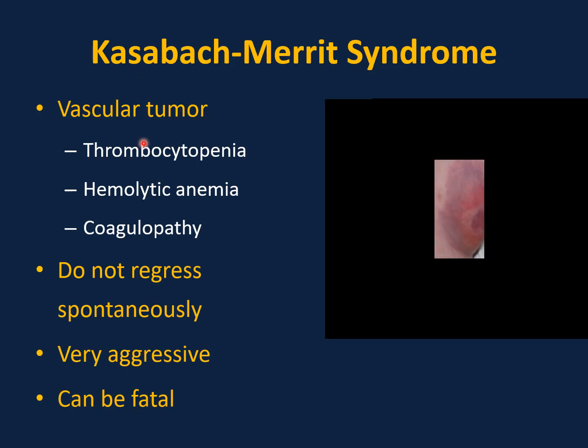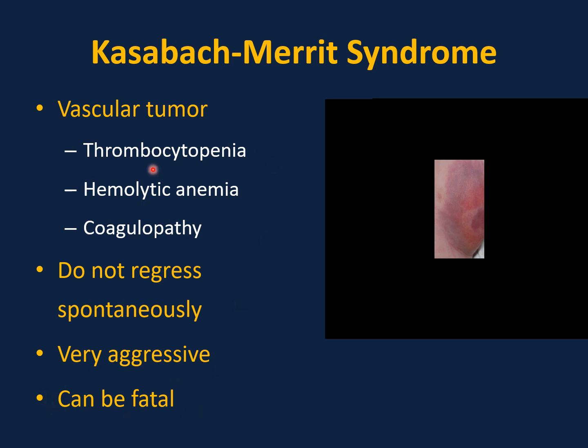Kasabach-Merritt syndrome is a vascular tumor that can be associated with thrombocytopenia, hemolytic anemia, and coagulopathy, as opposed to the infantile hemangioma, which regresses over time in the first few years. This tumor does not regress spontaneously, especially the Kaposiform hemangioendothelioma. This tumor is localized, however it can be very aggressive. So this tumor does not metastasize. This tumor also can be fatal.